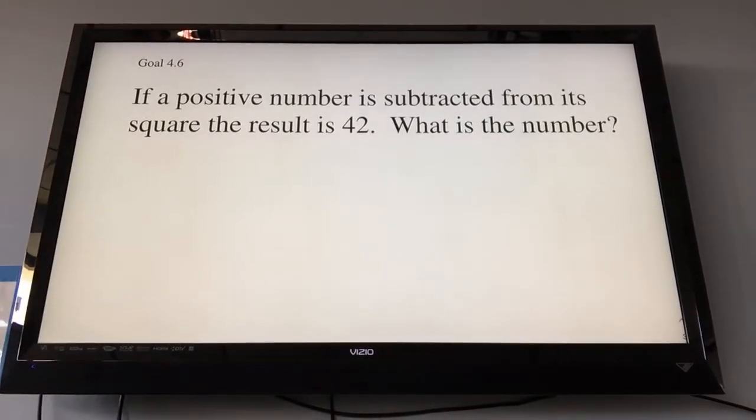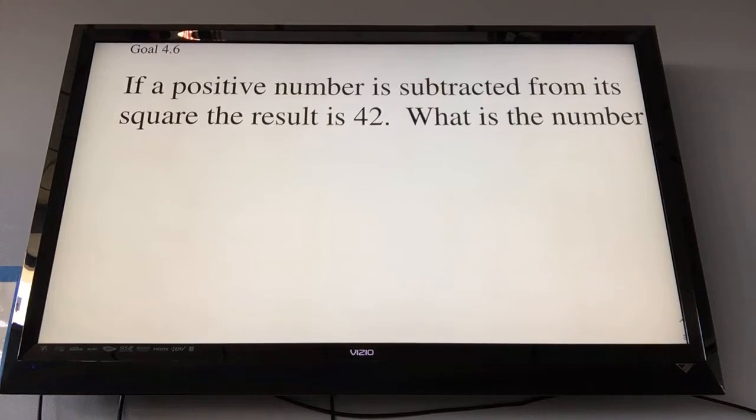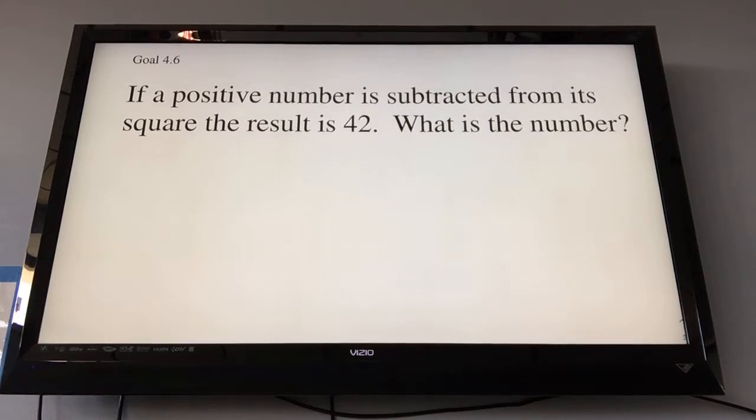All right, so doing the same thing, but we have to set up a word problem first, okay? I know you don't like word problems and you're not very comfortable with them, but let's make this as painless as possible, okay? So it says, if a positive number is subtracted from its square, the result is 42, what is the number? So x is going to represent the number we're looking for.